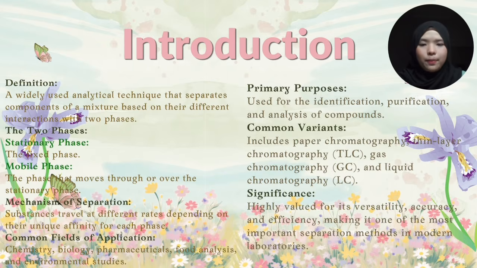Our mechanism of separation relies on the fact that different plant pigments have unique chemical structures and polarities. Because of this, they travel up the paper at different rates based on their affinity for the solvent versus the paper. While chromatography has many common variants, including paper, thin layer, gas, and liquid chromatography, the significance of this technique is massive. Its versatility, accuracy, and efficiency make it a foundation method in modern laboratories, allowing us to identify, purify, and analyze complex biological mixtures just like the pigments that power photosynthesis.